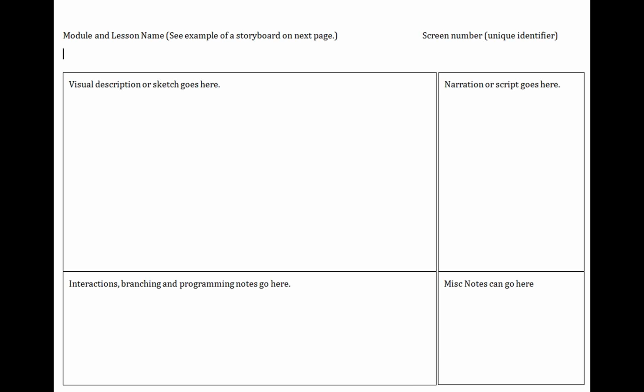Then you've got your narration or your script, your interactions and miscellaneous notes, because maybe the programmer will come back. Let's say you're working on a team. Perhaps the programmer will come back and write, I can't do that. The software won't do that. Can you come up with another kind of interaction?